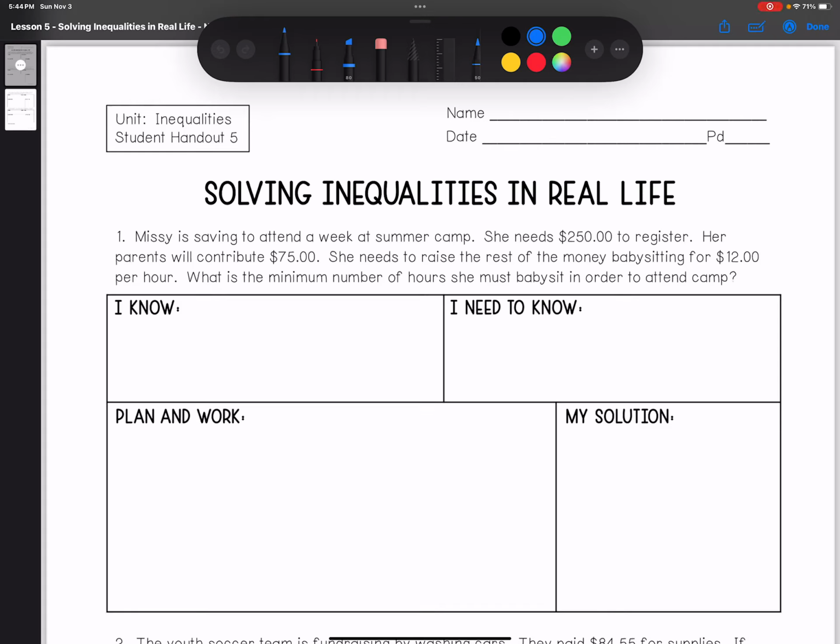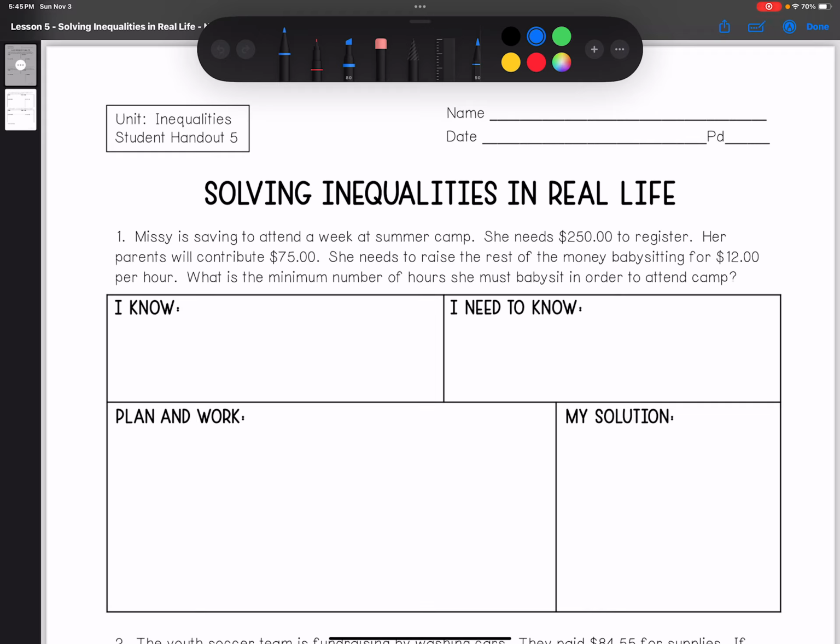Student handout number 5. We're solving inequalities in real life today. So here's what I'm going to do. I'm going to give you time, you and your partner, to work each problem. And then we're going to come work each problem. When you're done with the problem, come show it to me.